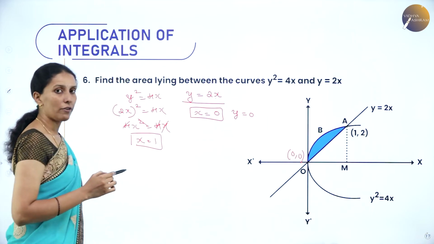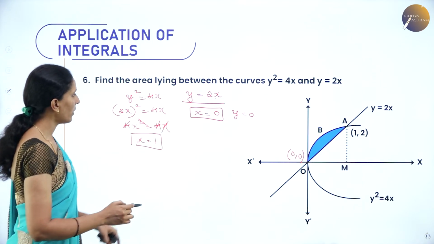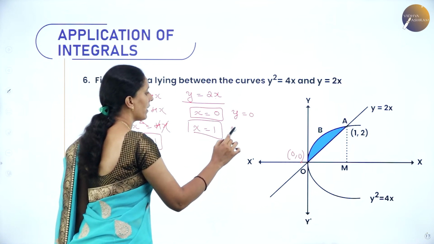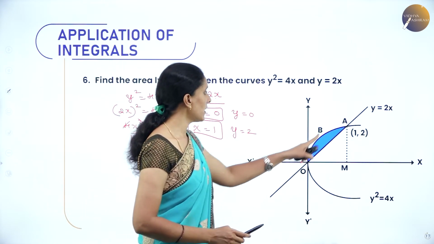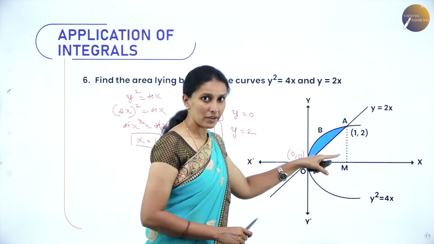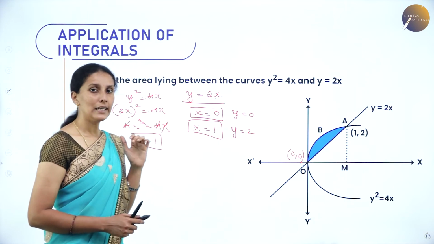So therefore the limits are x is equal to 0. What happens if you put x is equal to 1? If you put x is equal to 1, then y is equal to 2. So therefore, the curves meet at 0, 0 and 1, 2. So this is what you have to write in your examination to show the limits. So now let's calculate the area.